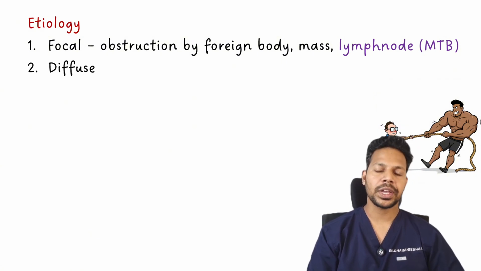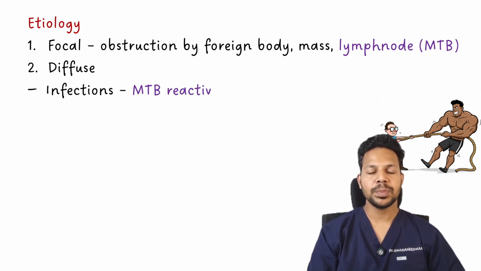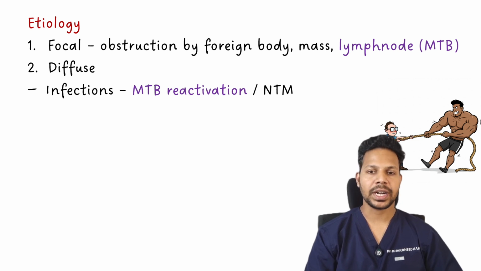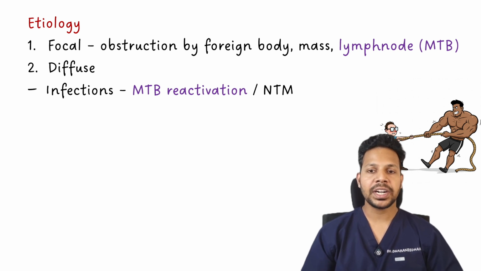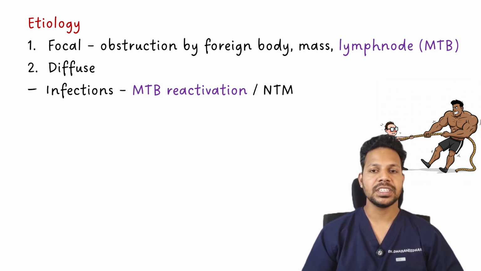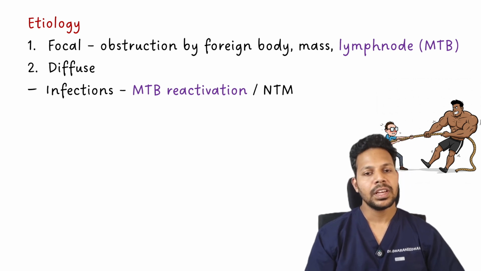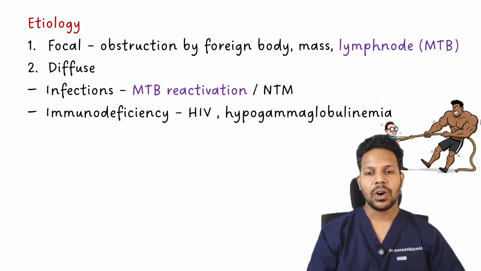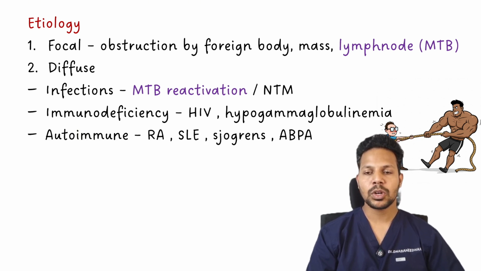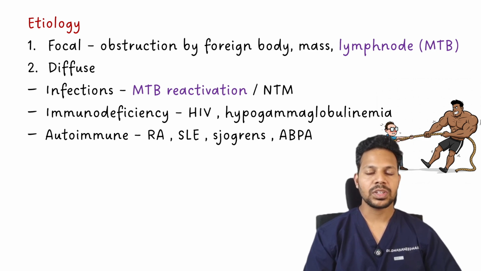Second one, diffuse bronchiectasis. The causes are numerous. Starting with the infections, Mycobacterium tuberculosis reactivation and non-tuberculous mycobacteria. Of course, other bacterial infections like streptococcus can also cause it, but importantly, Mycobacterium tuberculosis reactivation will cause diffuse bronchiectasis, and lymph node tuberculosis will further result in obstruction and focal bronchiectasis. Immunodeficiencies like HIV and hypogammaglobulinemia, autoimmune conditions, rheumatoid arthritis, systemic lupus erythematosus, Sjogren's syndrome, and allergic bronchopulmonary aspergillosis are also causes for bronchiectasis.